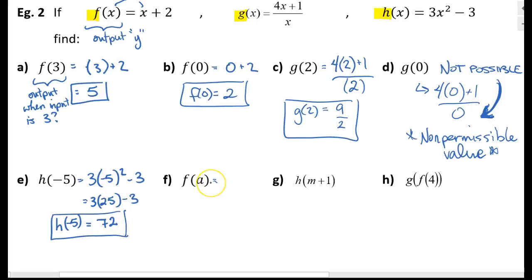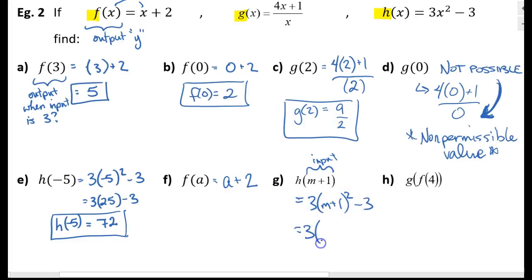I've got h of a, so that means I just plug in a in lieu of x, so it just goes in as another variable, and that's fine too. Totally allowed. H of m plus 1, so this whole thing is my input. So I've got 3 times m plus 1 squared minus 3.